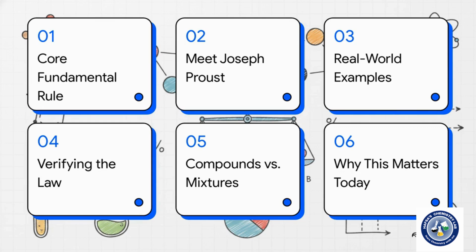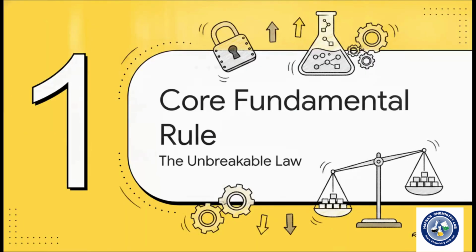1. The core fundamental rule. 2. Meet Joseph Proust. 3. Real-world compound examples. 4. Verifying the law. 5. Compounds versus mixtures. And finally, number 6. Why this matters today. All right, let's jump right into Section 1, the core fundamental rule, the unbreakable law.